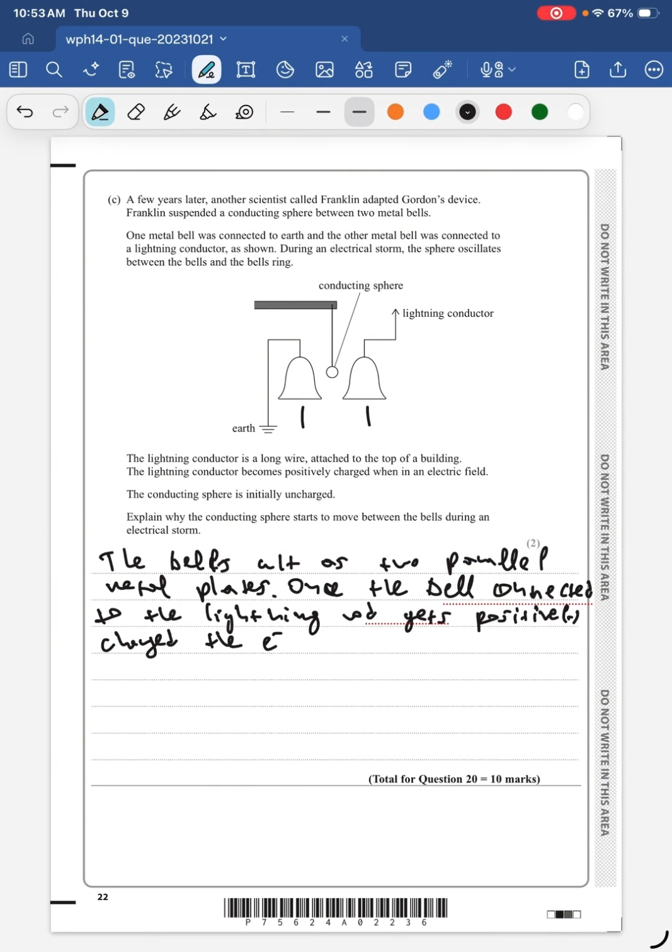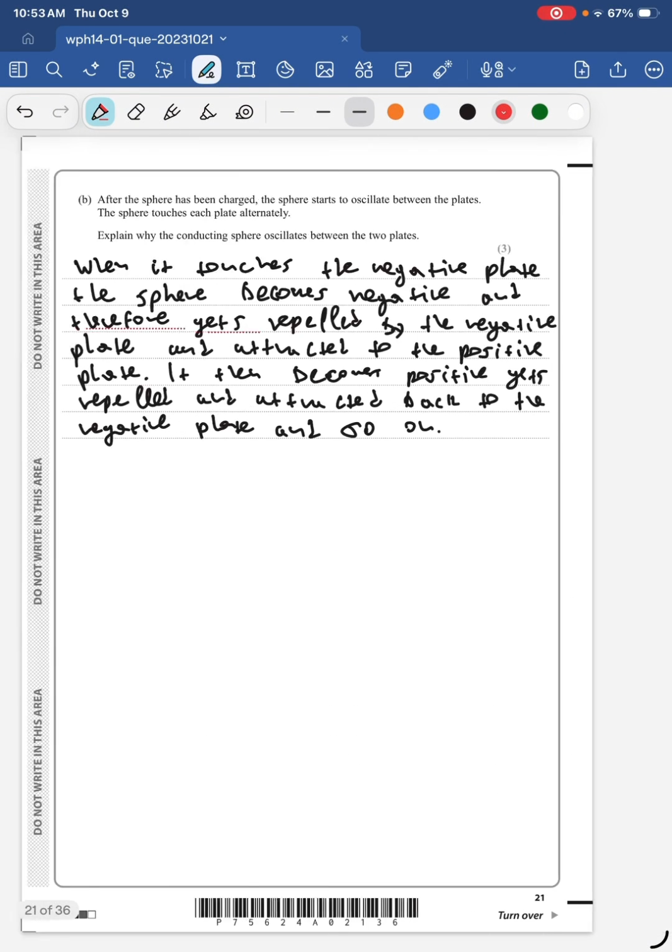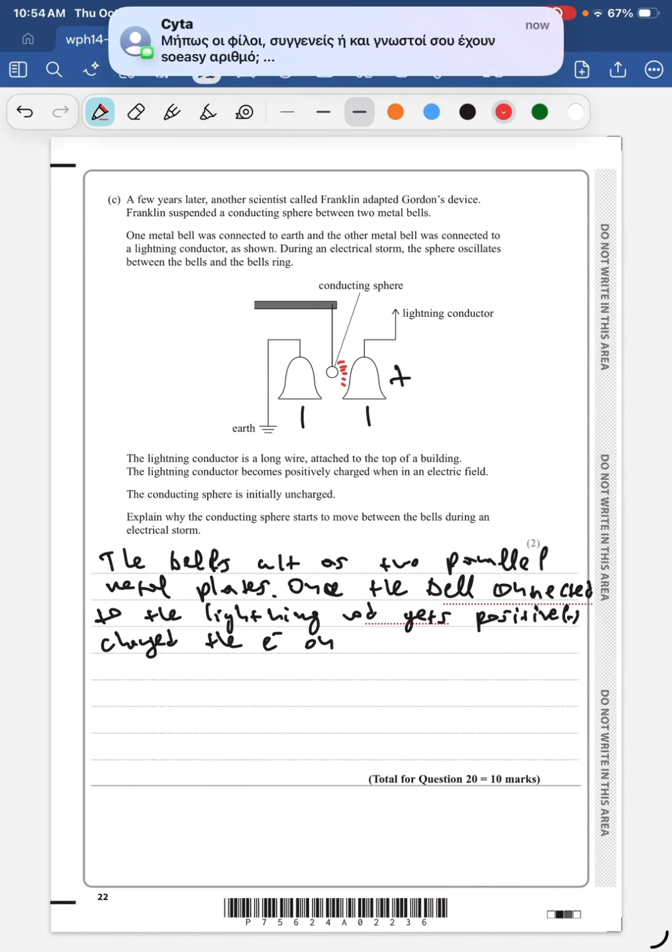the electrons on the sphere, okay, so basically this is going to be positively charged, therefore the electrons will get concentrated on the surface of the sphere, right? And the sphere is going to be attracted to the positive bell pretty much, okay? And then it's going to touch it, and then it's going to get positively charged and then oscillate back and forth as we discussed in part B.